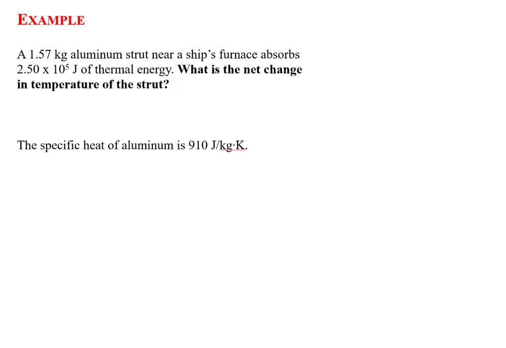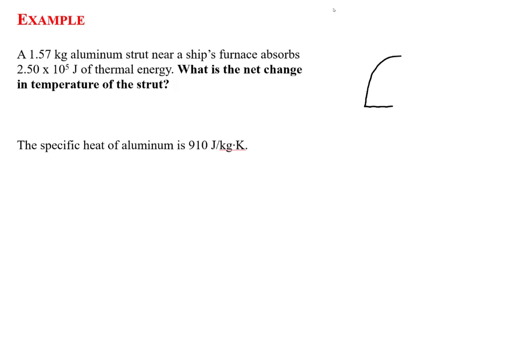A 1.57 kilogram aluminum strut near a ship's furnace absorbs 2.50 times 10 to the fifth joules of thermal energy. What is the net change in temperature of the strut? The specific heat of aluminum is 910 joules per kilogram Kelvin.